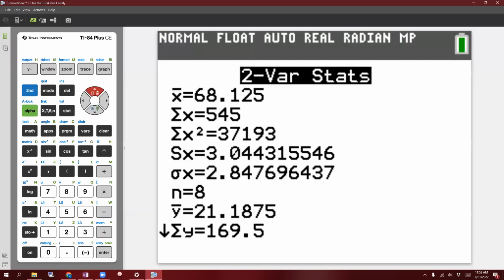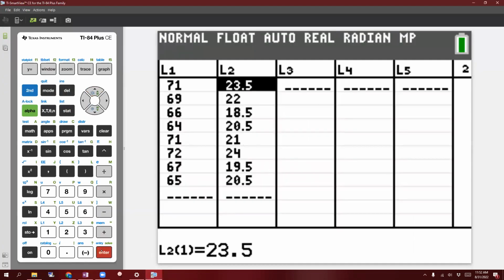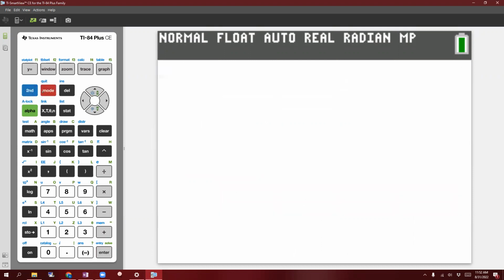So first thing, we have to make sure that we have put our two sets of data into our calculator. So list one, list two. Next, now not everyone is going to have to do this, but I'm going to show you. And if you're not sure, do it anyway. It doesn't hurt. You should only have to do this once.